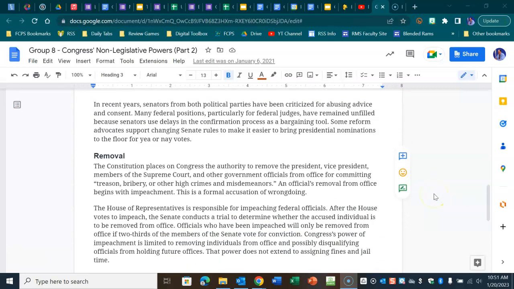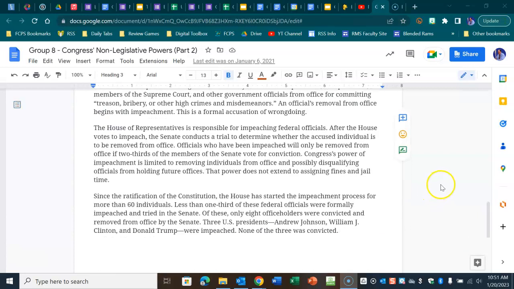In recent years, senators from both political parties have been criticized for abusing advice and consent. Many federal positions, particularly judges, have remained unfilled because senators use delays in the confirmation process as a bargaining tool. Some reform advocates support changing Senate rules to make it easier to bring presidential nominations to the floor for yay or nay votes.